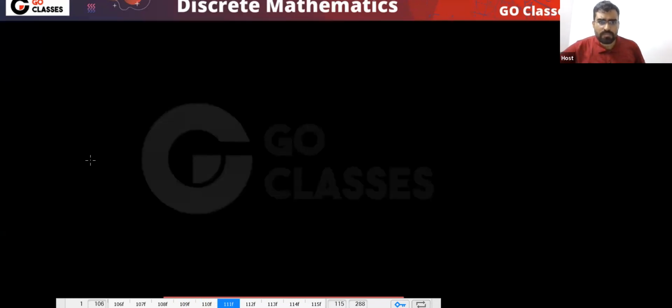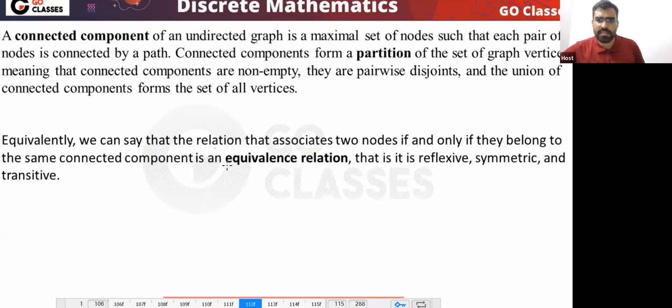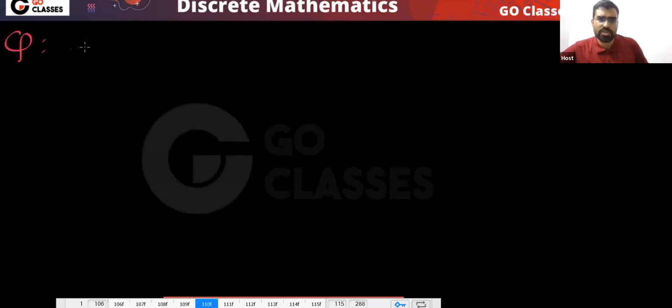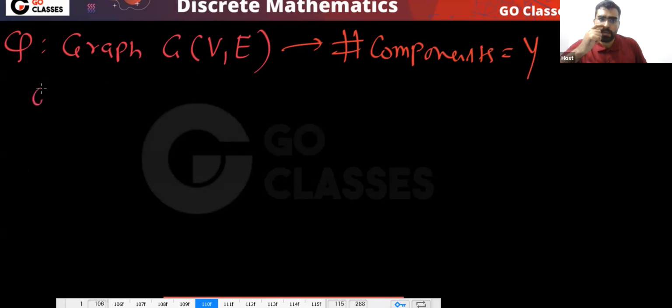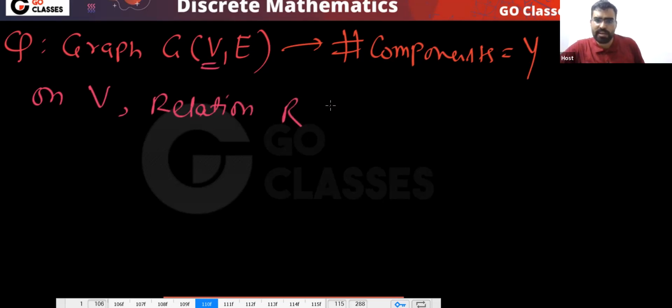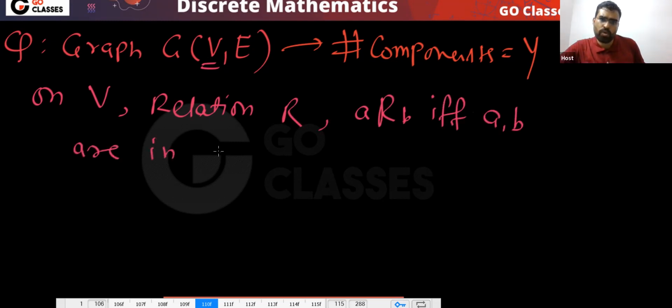Now tell me, this is also an equivalence relation, right? For example, if I give you this question, let's assume you have a graph G in which you have vertices and edges. And in this graph G, let's assume the number of components is Y. And on V, I am defining a relation R, such that A is related to B if and only if they belong to the same component.